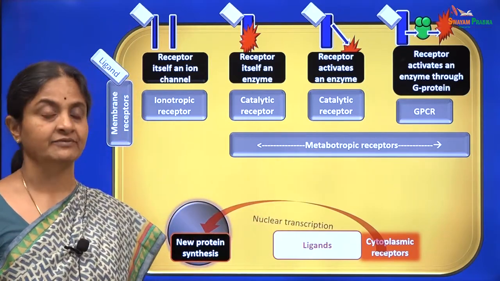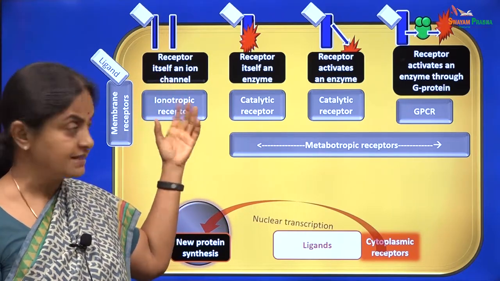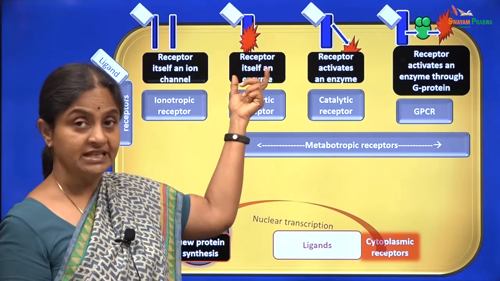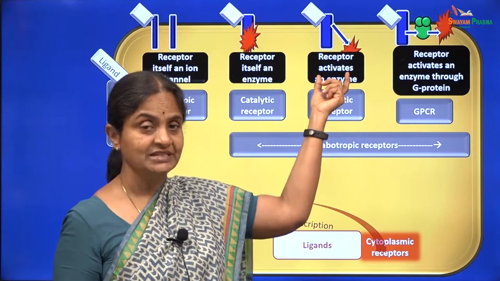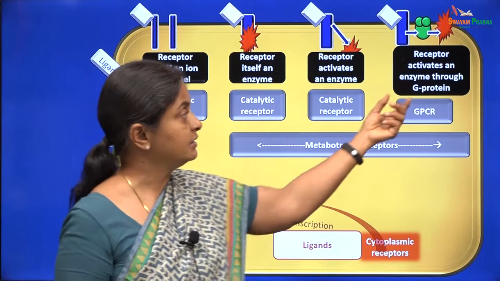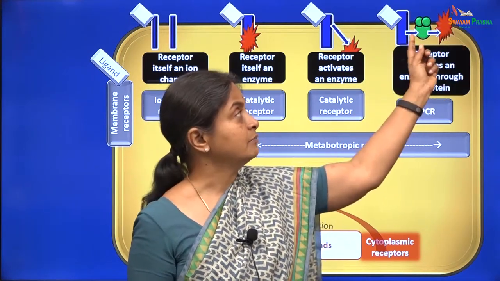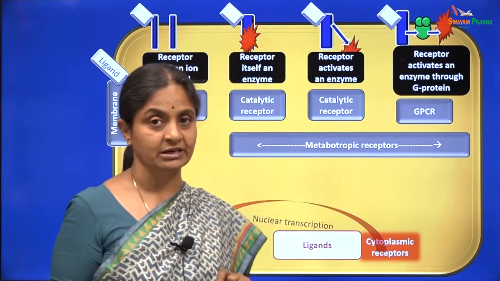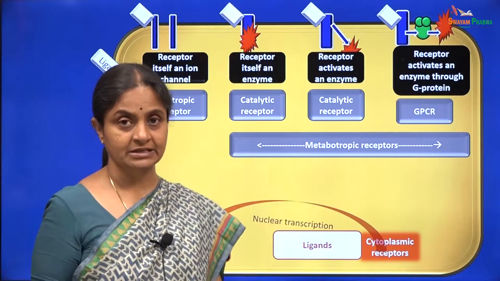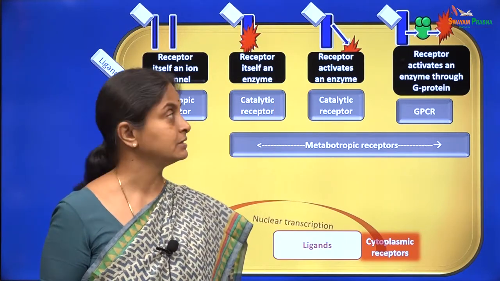This is an earlier slide that we have seen. We have receptors which are ion channels themselves, what are called ionotropic receptors, and receptors which are enzymes themselves or which end up activating an enzyme directly. These are called catalytic receptors. Here, the G protein coupled receptor also activates a membrane enzyme, but through an intermediate G protein. Having considered the G protein coupled receptors in some detail so far, we will now move on to catalytic receptors.